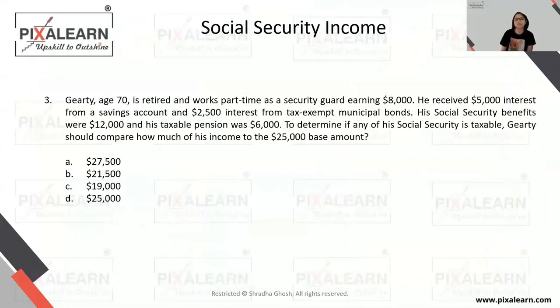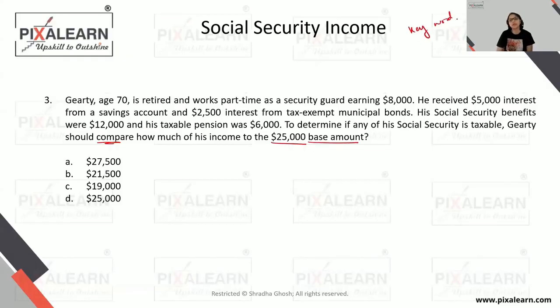Now answer two more questions, but these are the questions that are generally going to be put to you. Not everything will be put. I don't think they will ask you a question where you have to apply all the concepts. It will ask you piecemeal questions in your concepts. The first question is, to determine if any of his social security is taxable, the taxpayer should compare how much of his income to the $25,000 amount. So be very clear with the keywords.